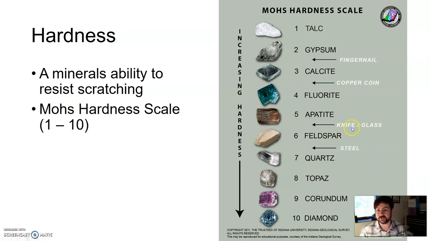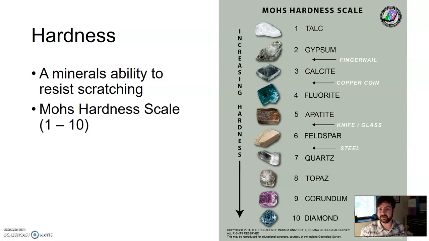Oftentimes, what we do is use what's called a little glass plate in geology. Again, we do a lot of this in Geology 101 here. We take a mineral and see if that mineral can scratch glass. Glass has a hardness of about 5.5, so minerals with a hardness less than that, like apatite, fluorite, calcite, gypsum, and talc, would not scratch glass. I could scrape it on this glass and it wouldn't scratch.